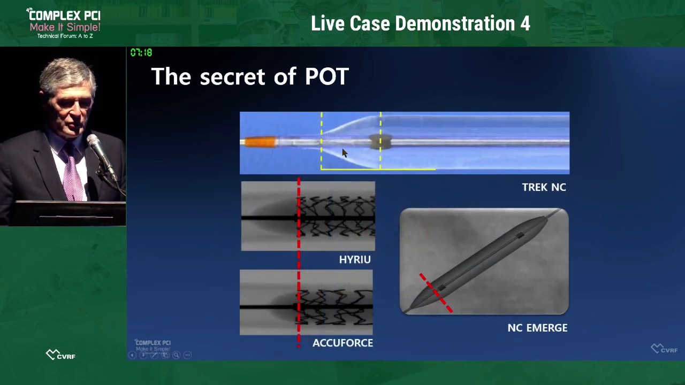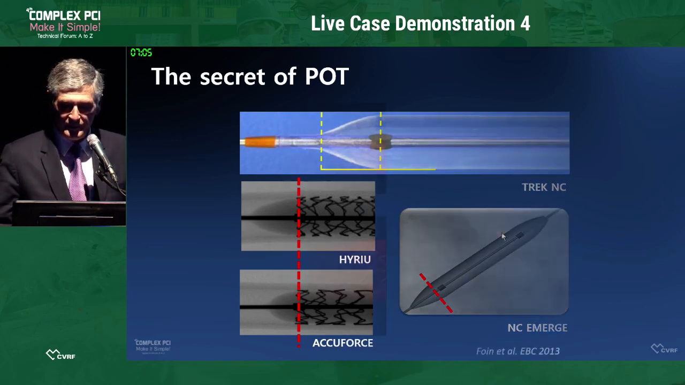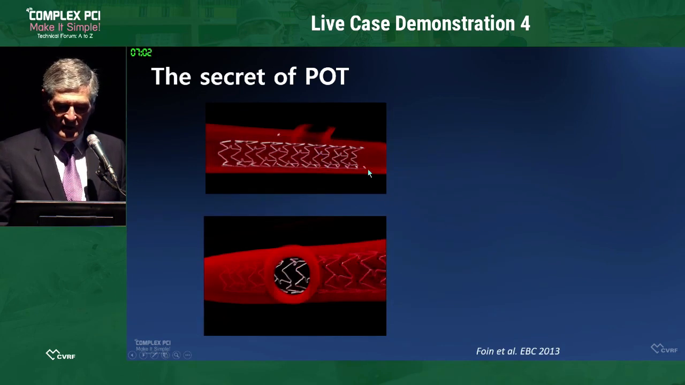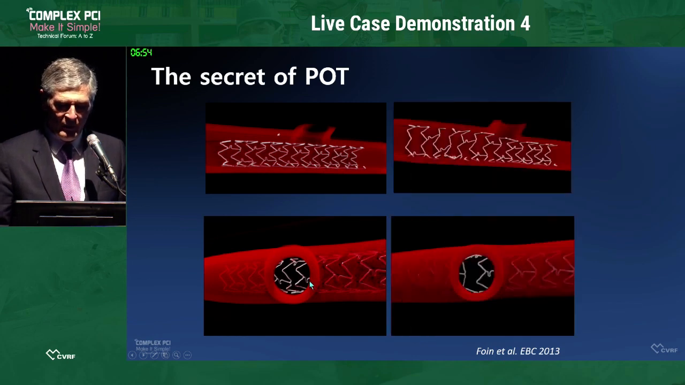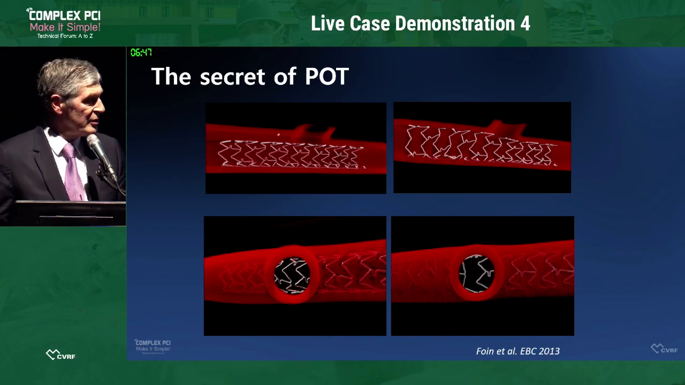Of course, it depends also on which type of balloon. So you cannot rely on the marker of the balloon because the shoulder can be in a different position according to the balloon that you are using. So it's very important to know which balloon you are using. This is a reconstruction by Nicolas Foin, which was done many years ago. So you can see before POT, the aspect of the side branch ostium, and after POT, the access of the side branch ostium.